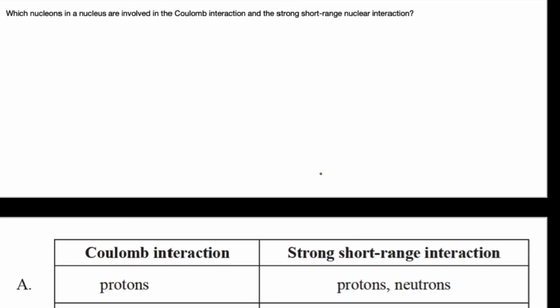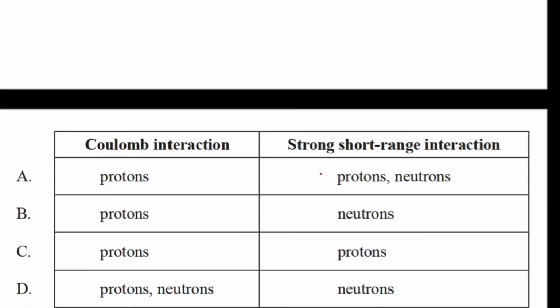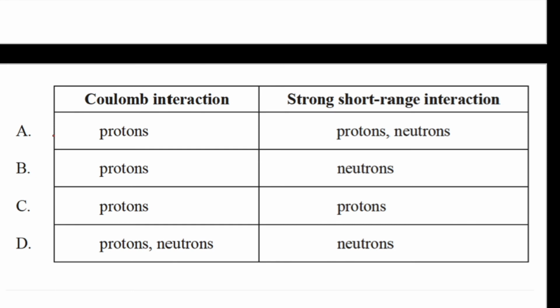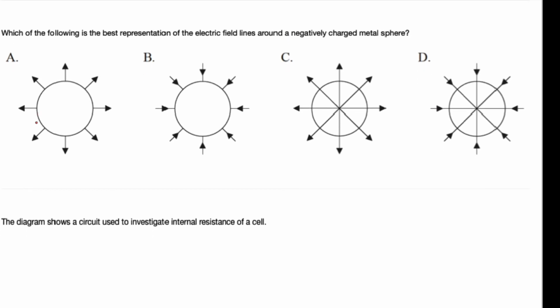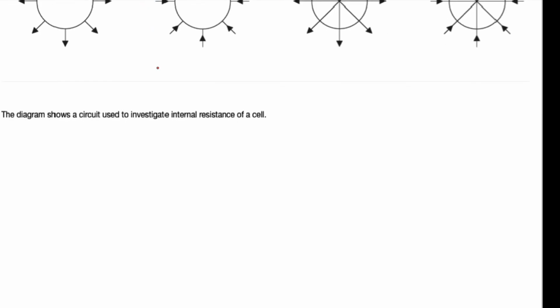Which nucleons in a nucleus are involved in Coulomb interaction and strong short-range nuclear interaction? Protons are involved in Coulomb interaction, and protons and neutrons are involved in strong short-range interaction. So the answer is A. Which of the following is the best representation of electric field lines around a negatively charged metal sphere? It's definitely going to radiate inward and have no field lines inside the sphere. So B is the answer.